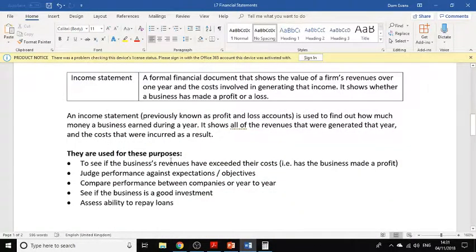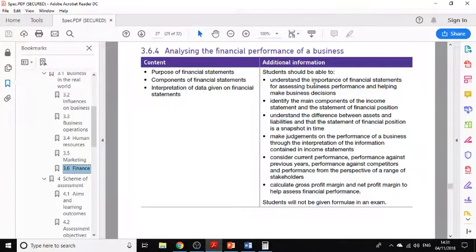Hi, this video looks at the income statement. I'm basically just going to be introducing the income statement and tell you why it's important for assessing business performance, and then we'll go on and have a look at how we can make judgments on the performance of the business through the information in an income statement.